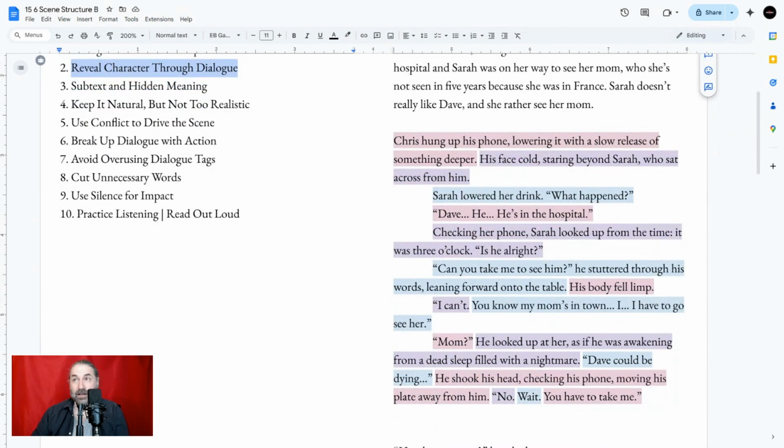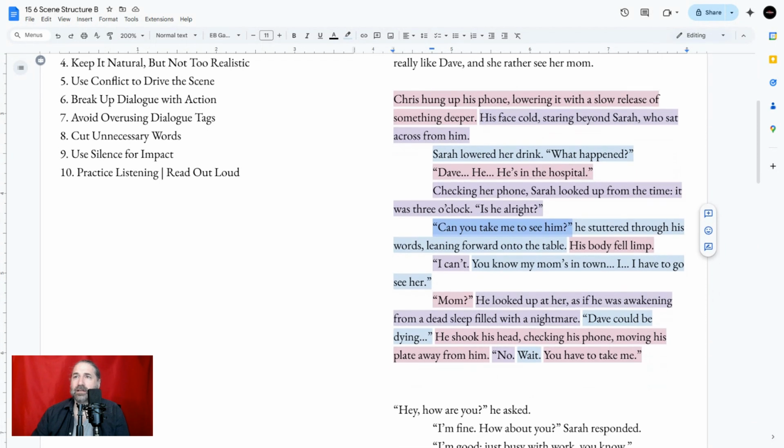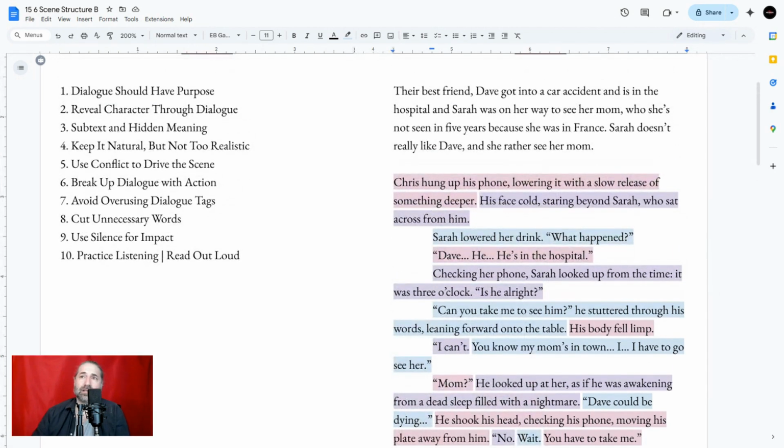"Dave, he's in the hospital. Is he all right?" She's very casual about that. That's character. Okay. "Can you take me to see him?" It's his first thing he wants to do. That's it. And then she's like, "I can't. My mom's already." So we are learning about who these characters are through their dialogue because their concerns, their positions are being presented. The subtext is definitely there. She's too casual and too concerned with not going. Like, how do I not go see Dave?